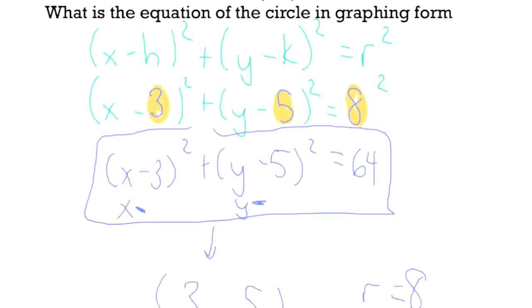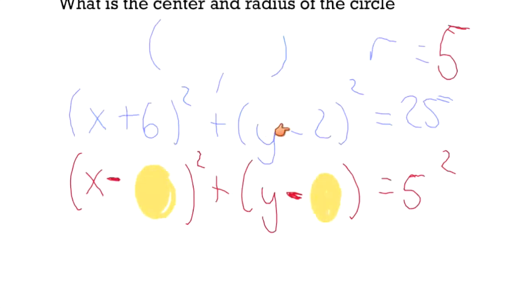Right? Let's go back for a minute. So my h is right here. My k is right here. So when it said x minus 3, it was really a 3. When it said y minus 5, it's really a 5. So let's come here. If it says y minus 2, it's really just a 2.